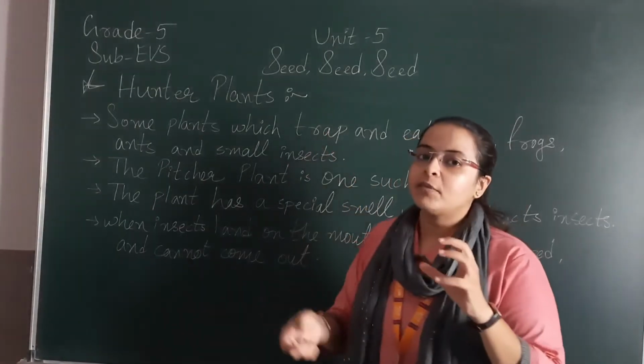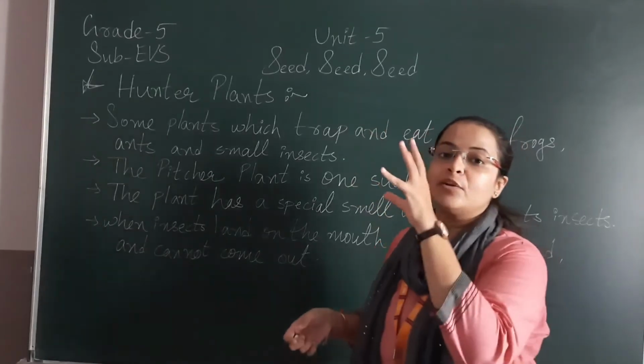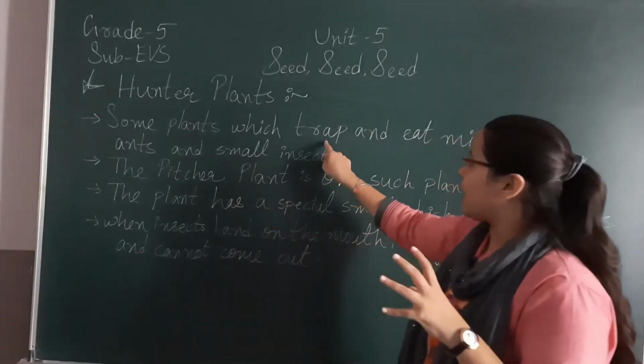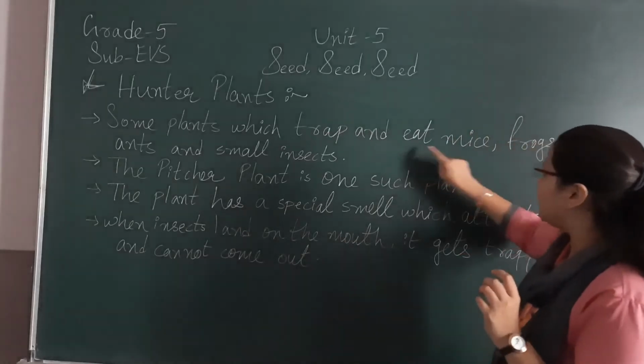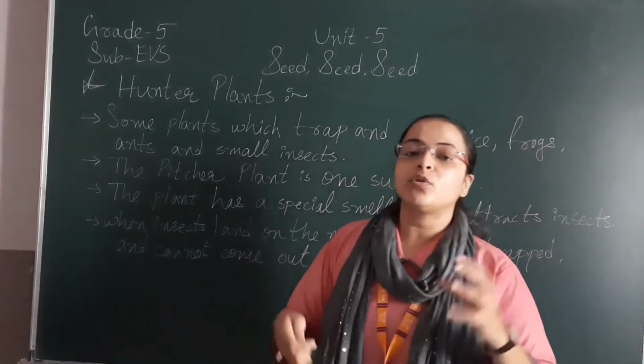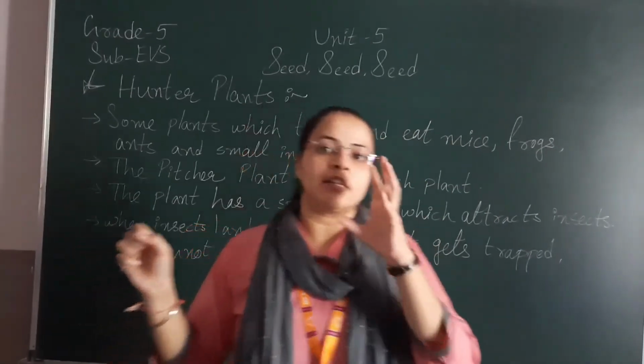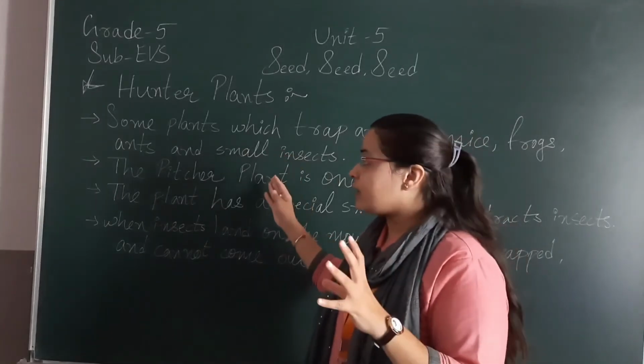First of all, trap. What is the meaning of trap? Trap means पकड़ लेना, किसी को अपनी तरफ attract करना and then to catch them. That is the meaning of trap. So they are trapping and eating mice, frogs, ants and small insects. They are able to eat small kinds of ants. Frogs को भी वो पकड़ लेते हैं अपने mouth में and they are eating those frogs, small insects also.